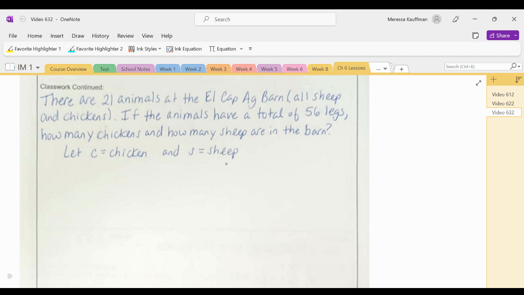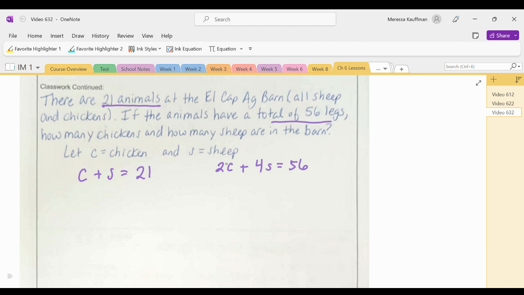All right, if you're back, hopefully you notice that there's 21 animals total in the barn. So 21 animals total. So that means the chickens plus the sheep equals 21. You also know if they have a total of 56 legs, we want to know how many chickens and how many sheep. So how many legs does a chicken have? Hopefully you noticed it was 2. Plus how many legs does a sheep have? Hopefully you know it's 4, is a total of 56 legs.